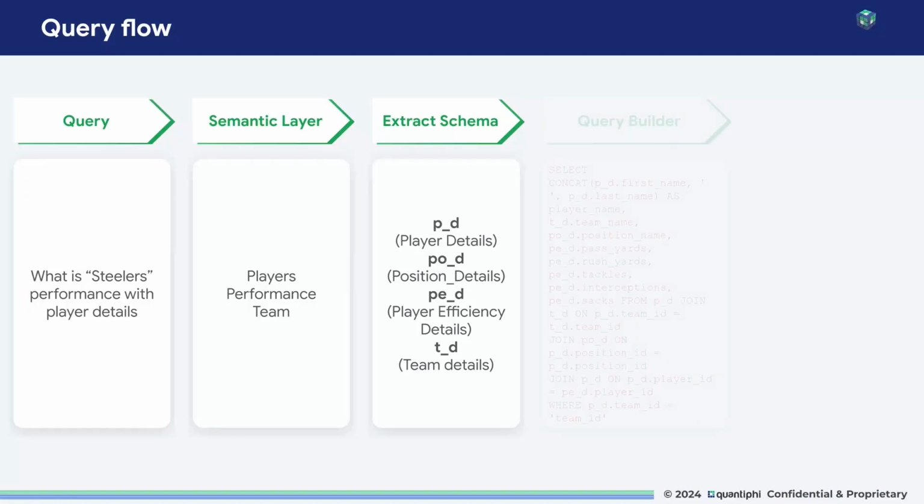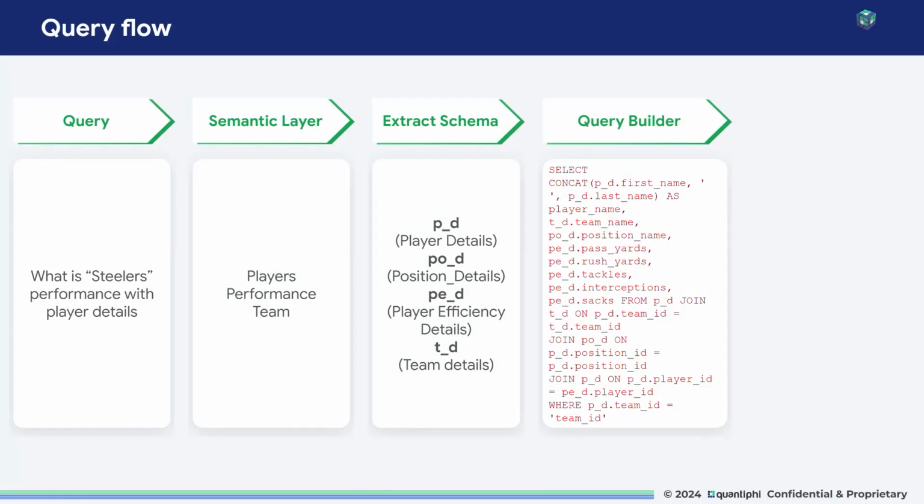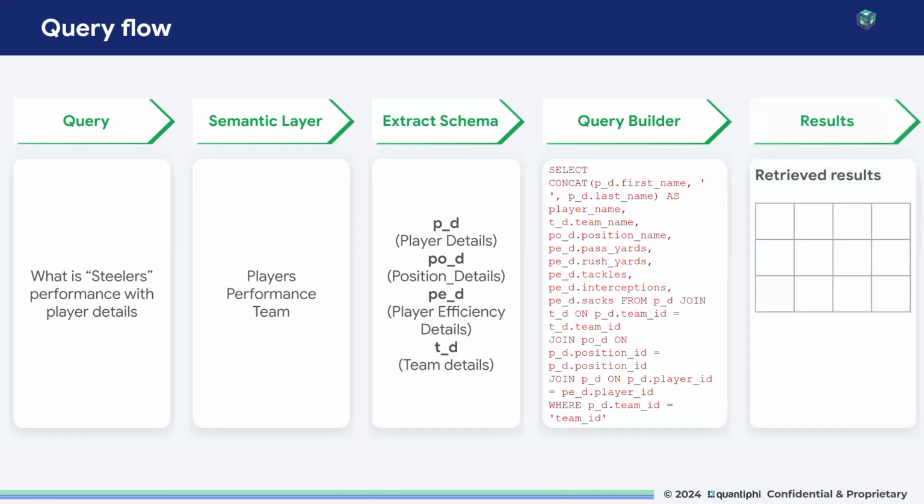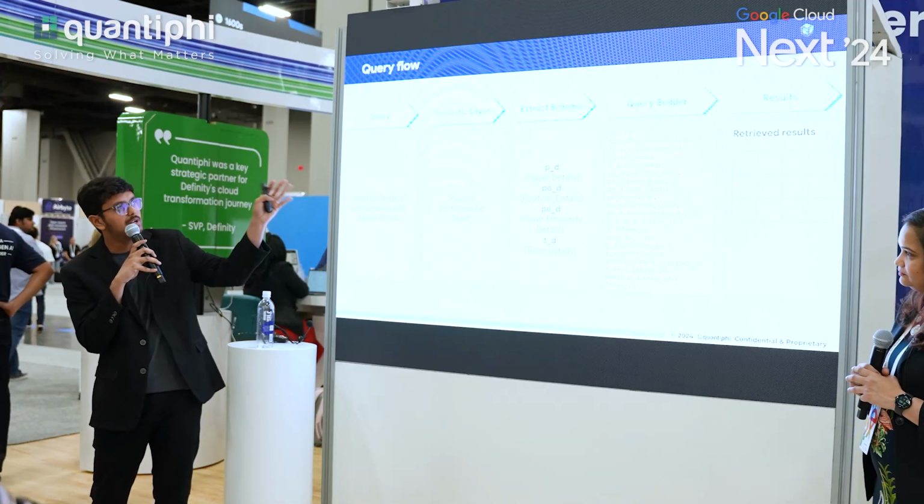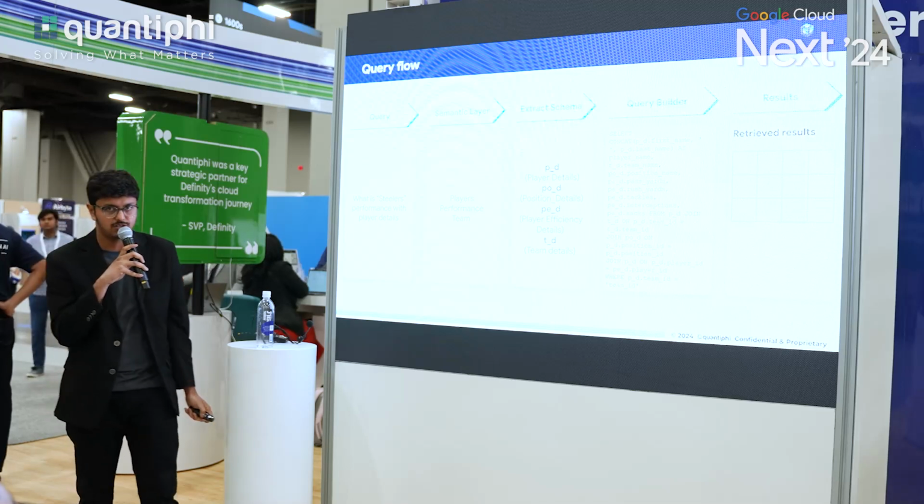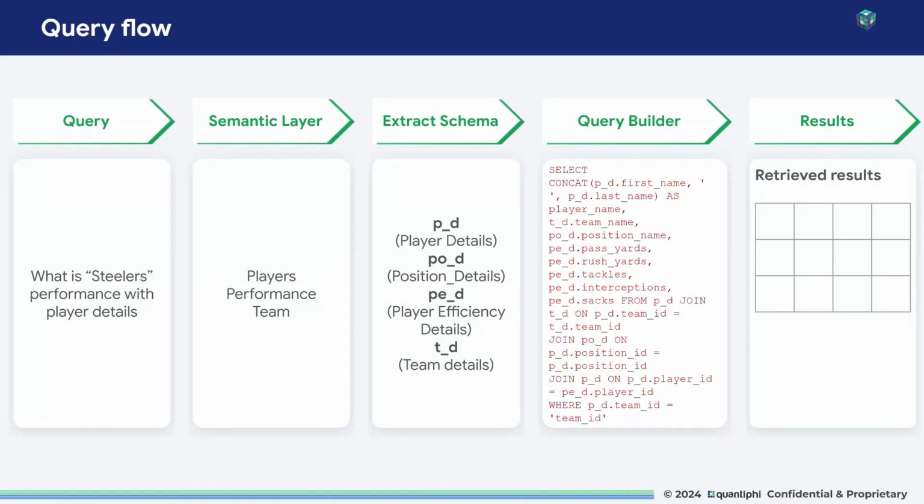Then we have the query builder, which generates the SQL query, and then finally it runs on the database and generates the results. It's a pretty simple flow: it starts with the query, goes through the semantic layer, extracts the schema, builds the SQL query, and finally runs on the results, right?